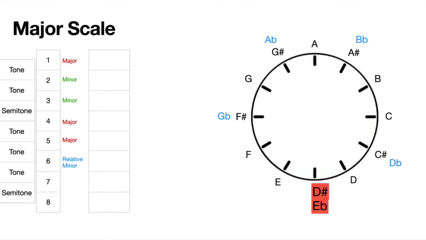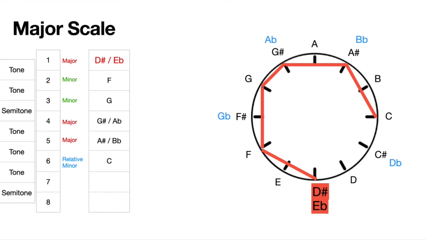The next one round starts on either D sharp or E flat. It'll be a tone to F, a tone to G, a semitone to G sharp or A flat. Looks like we're going to have to use flats. A tone to A sharp or B flat, a tone to C, a tone to D, and a semitone back to E flat, because we can see that that's only going to work with flats. Change it all to flats. This key has E flat, A flat, and B flat as the major chords, C minor, F minor, and G minor as the minors.